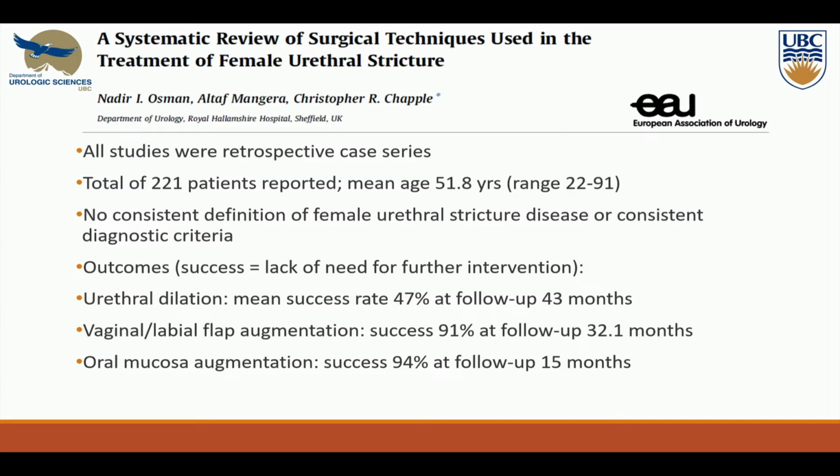They found that patients who underwent urethral dilation had a mean success rate of 47% at a follow-up of 43 months. In those patients undergoing formal urethroplasty, success rates were much higher. In the group that had vaginal or labial flap augmentation, success rates were about 91% at a follow-up of 32 months. In those patients with oral mucosal augmentation, like buccal grafting, the success was about 94% at a follow-up of 15 months.